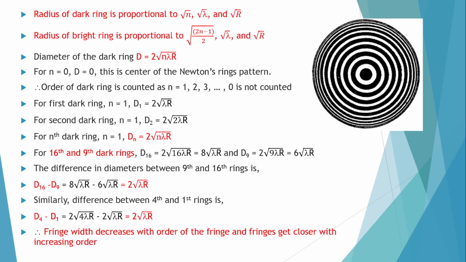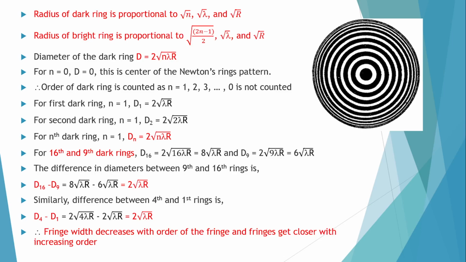Now, the order of the ring can be counted, like the dark rings can be counted as n equal to 1, 2, 3, where n equal to 0 is not counted. This is clear, because at 0 there is no ring, there is a spot. Now for the first dark ring, for n equal to 1, the diameter is equal to 2 into square root of lambda r.